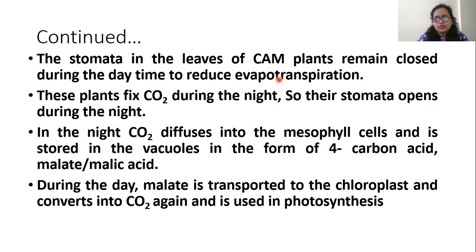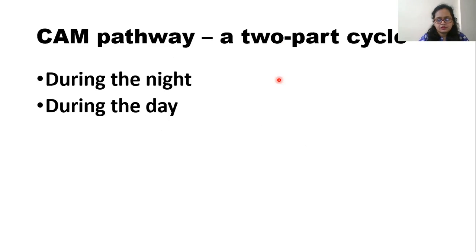So during the daytime this malate is transported to the chloroplast and then converts into CO2 again and is used in photosynthesis. What we have seen in C3 as well as C4 plants is the involvement of mesophyll cell chloroplasts. In C3 plants, photosynthesis takes place in the palisade mesophyll cell chloroplasts. In C4 plants, CO2 fixation, actually the Calvin cycle, occurs in the bundle sheath cells, not in the mesophyll cells. But in CAM plants, photosynthesis takes place in the mesophyll cell chloroplast itself, but there is a division of time. During the night the CO2 is captured and during the daytime the CO2 is released in order to carry out photosynthesis. We can understand it with the help of a diagram later.